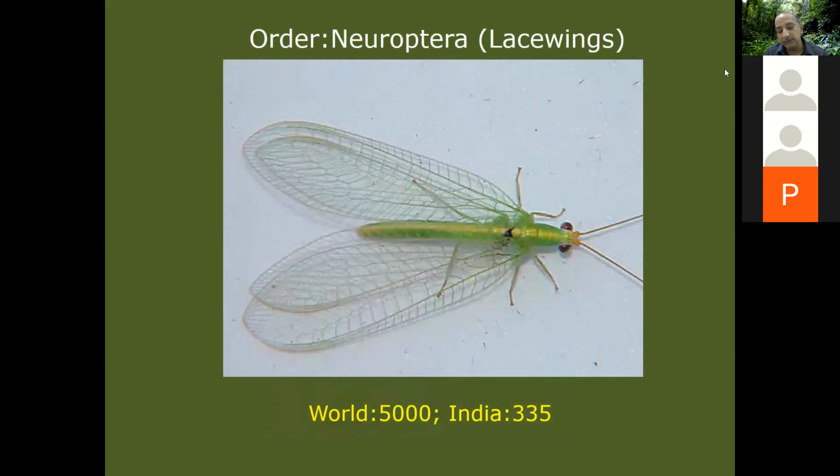Then comes lacewings. People might have seen lacewings, especially children. When you were in childhood, you might have seen the larva of lacewing in your home, which makes a small conical shaped nest on the soil, especially around walls. You can see them, the larva of the lacewings. Adults are terrestrial and they come to light. They are very colorful and sometimes green, very green lacewings. They will come to light, especially after rains.